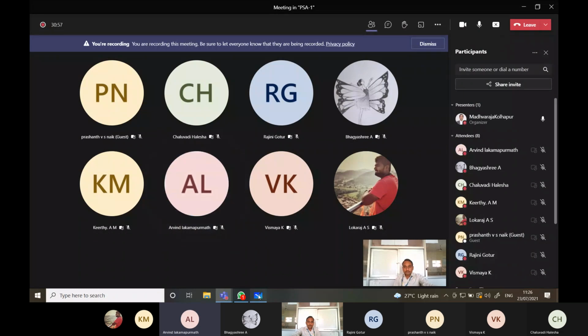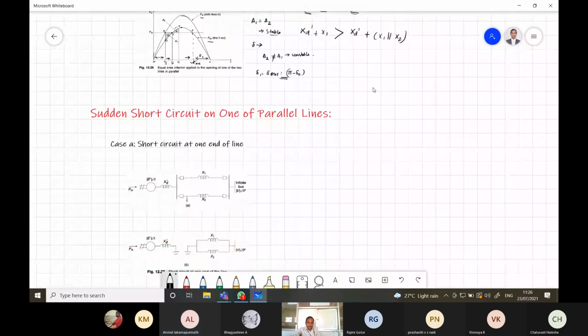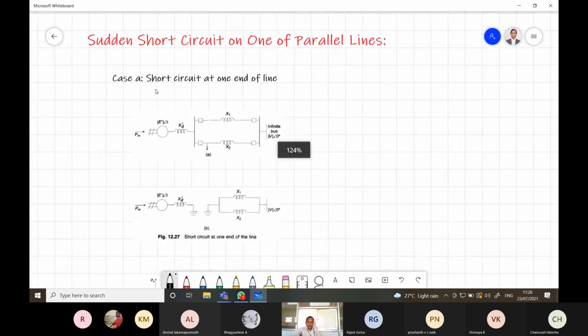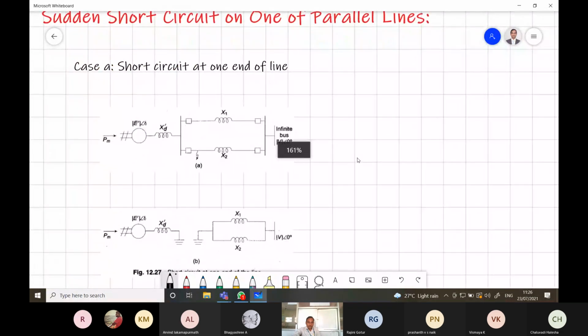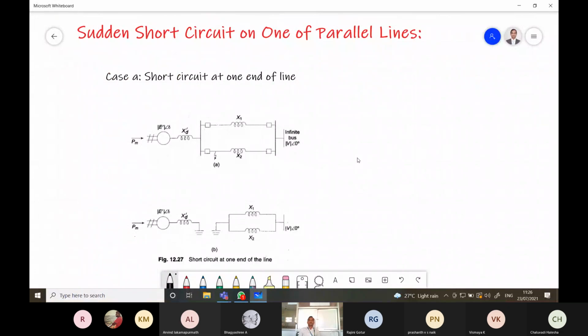Yes, sir. So next case: sudden short circuit occurs on one of the parallel lines. Okay, so the same diagram. So what happened? In the previous case, the total line was opened. So now we have a fault, especially a three-phase fault. That is a short circuit. All the three lines will get short circuited. Okay, voltage fault. So what happened here at that time?